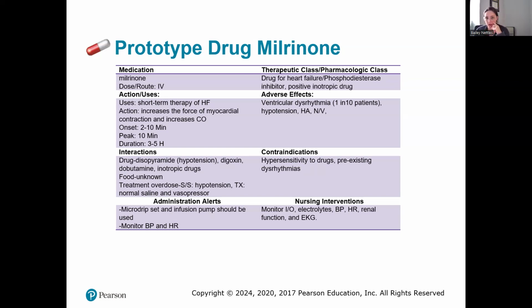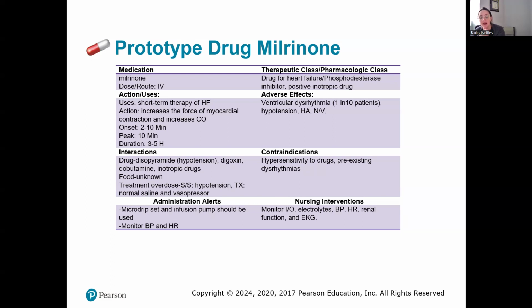One out of 10 have a ventricular dysrhythmia, which is not good, okay? Hypotension, headache, nausea, vomiting, are also other side effects. We want to avoid disopyramide, which can cause hypotension, digoxin, dopamine, and inotropic drugs. No food interactions. For overdoses of hypotension, give them normal saline and vasopressors. If you have a hypersensitivity to the drug, don't take it. And if you have a pre-existing dysrhythmia, don't do it because 1 in 10 have the dysrhythmia. And if you already have one, you're probably going to get it.